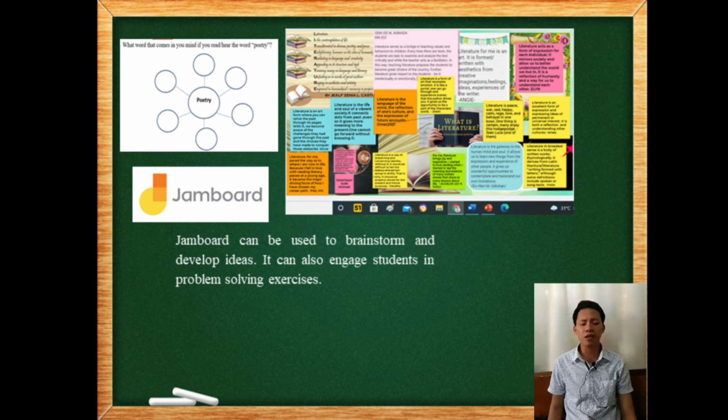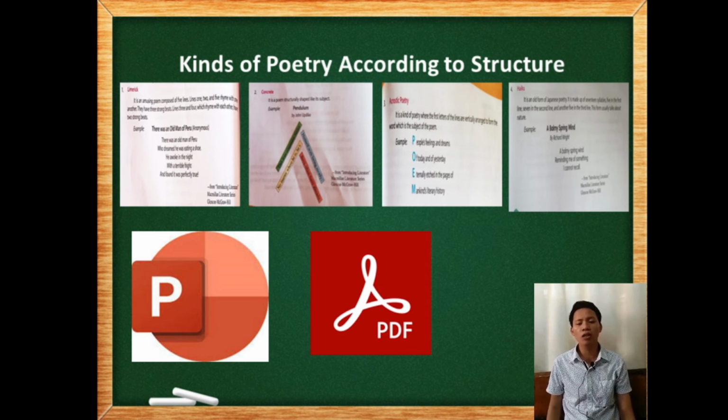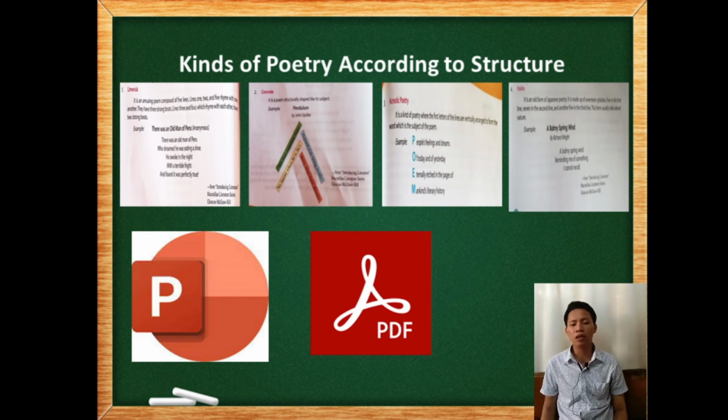After the first activity, we will now proceed to the discussion. The teacher now facilitates the discussion. So my topic is kinds of poetry according to structure. Here, there are four kinds of poetry: the limerick, the concrete, the acrostic, and also the haiku.